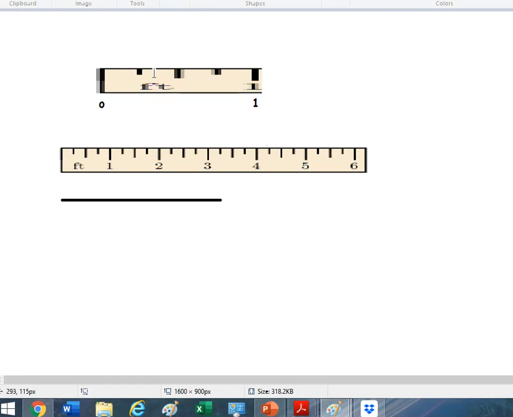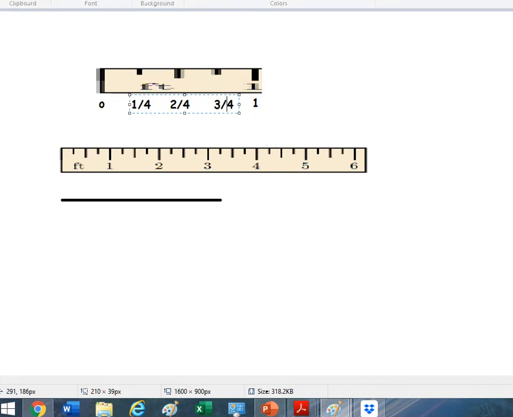Well, if I have 1, 2, 3, 4 parts, that means I have 4 total parts. So this dash would be 1/4. The next dash would be 2/4. And the next dash would be 3/4. Just like we learned in class. There's spaces in between, so you count how many total parts you have in the whole. In this one whole, I have 1, 2, 3, 4.